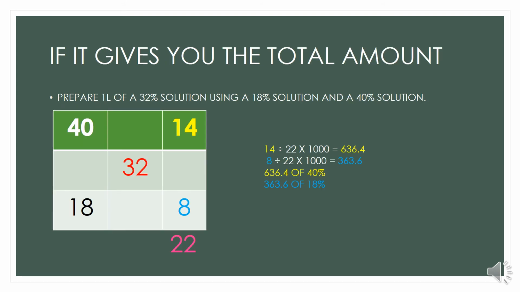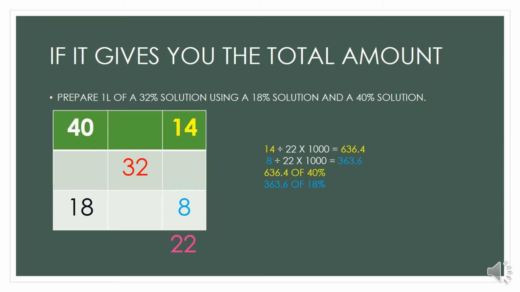So let's look at a problem set up a different way. If it gives you the total amount: Prepare 1 liter of a 32% solution using an 18% solution and a 40% solution. So what am I trying to make? 32. 32 is my desired. Now I can pick out my high and my low. 40 is my high and 18 is my low.